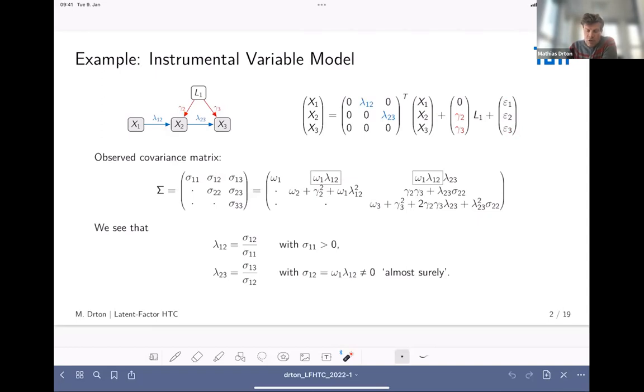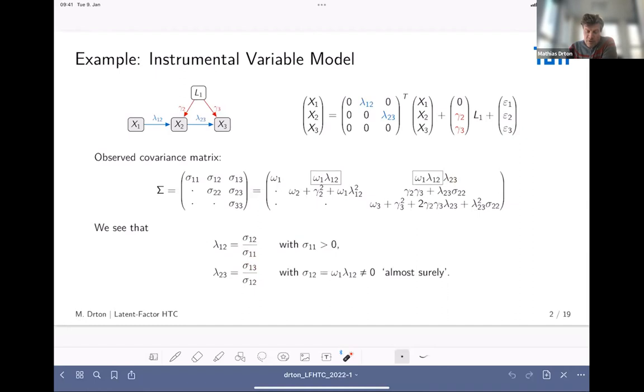I can take the ratio of the covariance sigma 1,2 and sigma 1,1, and that will recover lambda 1,2. And so this is a rational expression that recovers this coefficient lambda 1,2. And this is a nice rational expression that has a denominator that is always positive for any positive definite matrix. Similarly, if I form a ratio of the covariance 1,3 and the covariance 1,2, I recover this coefficient lambda 2,3. And now I have to be a little bit more careful.